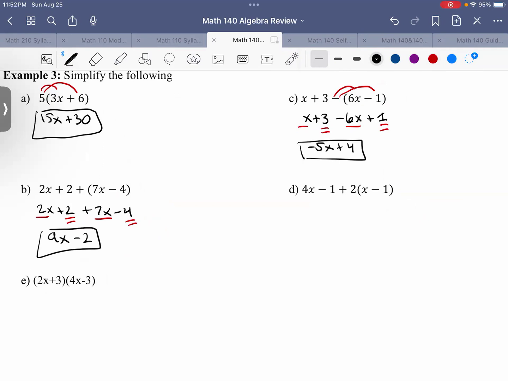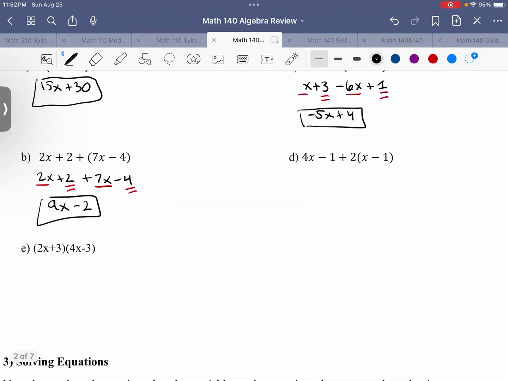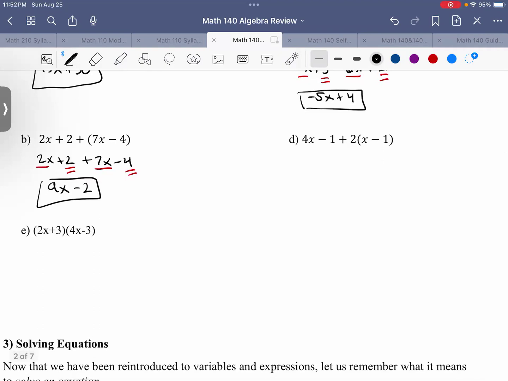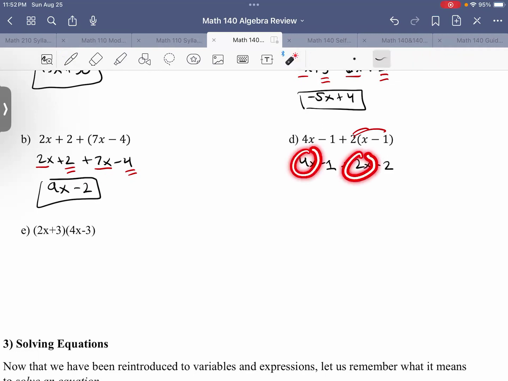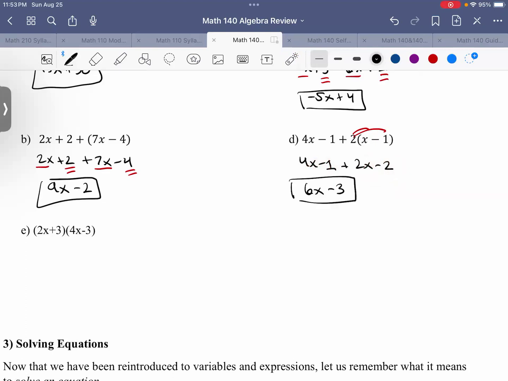Okay, great. Now let's check out part D. In part D, we have 4x minus 1 plus 2 times (x minus 1). Same thing, we have to distribute in this 2. So we will have 4x minus 1 plus 2x minus 2. We're going to combine like terms, 4x and 2x. That becomes 6x. Then we have negative 1 and negative 2, and that becomes negative 3.